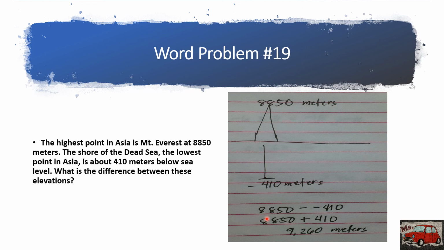So we have 8,850 minus negative 410. Okay? So again, subtracting integers means adding the opposite. So the subtraction will become adding, and the opposite of negative 410 is positive 410. So we have now 8,850 plus 410, and the answer is 9,260 meters.